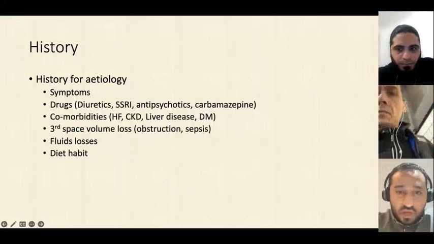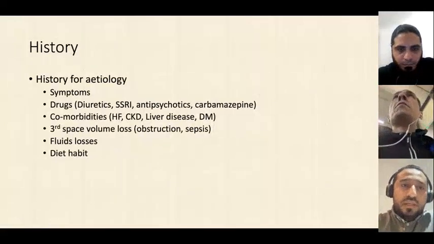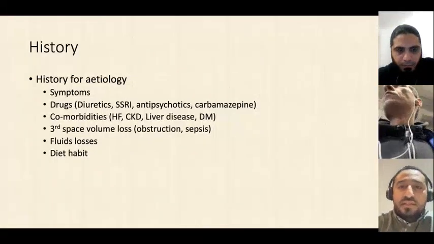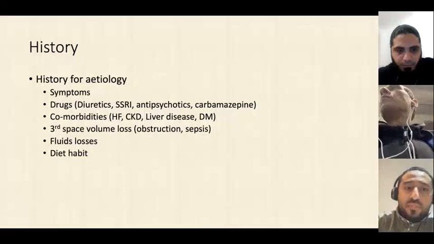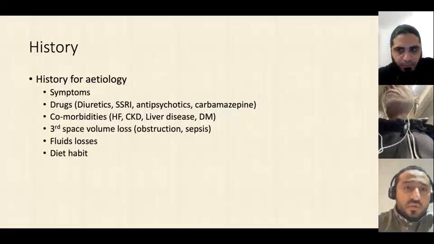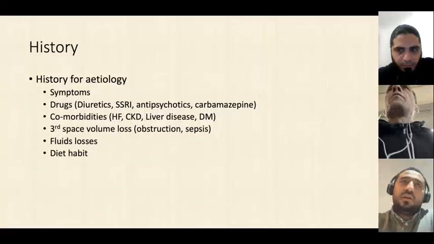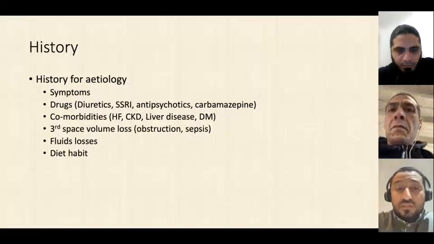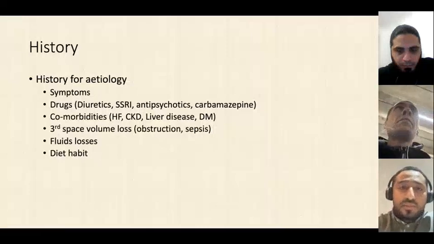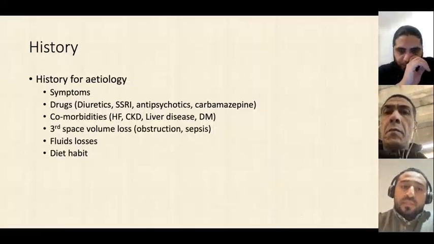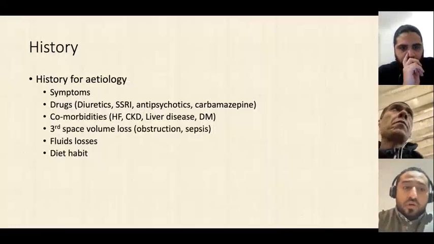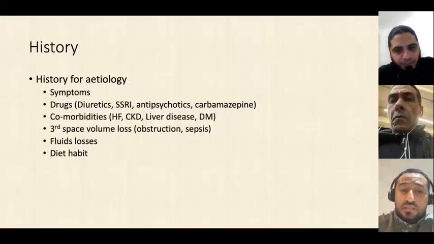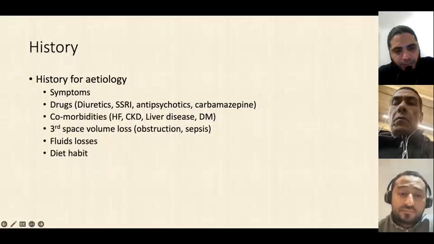So how do we approach a patient with hyponatremia? Starting with history. We will need to know if the patient has any symptoms due to the hyponatremia. We need a drug history, because we do have drug-related hyponatremia. We need to know his past medical history, as some diseases can cause hyponatremia. A patient with sepsis or a burn can have hyponatremia due to third space volume loss, and we need to know his diet habits.